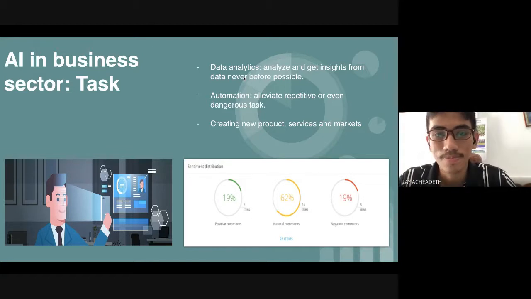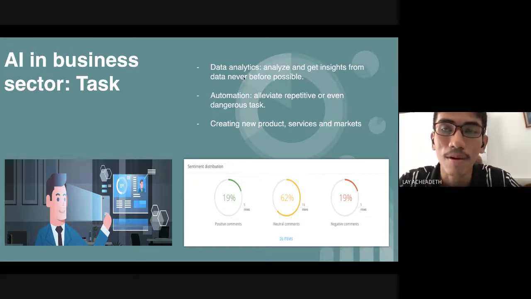So yeah, as it said, there are some tasks that are dangerous, just like in a labor or factory setting, some of the tasks which are really dangerous, and then we can replace them with machines.